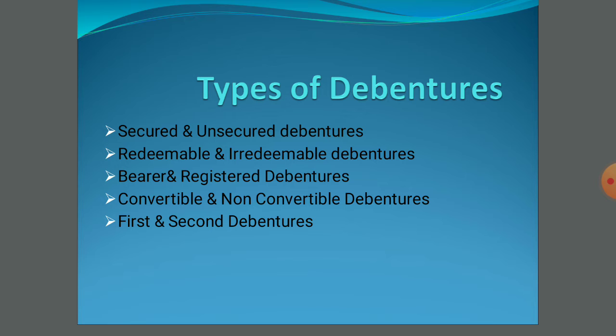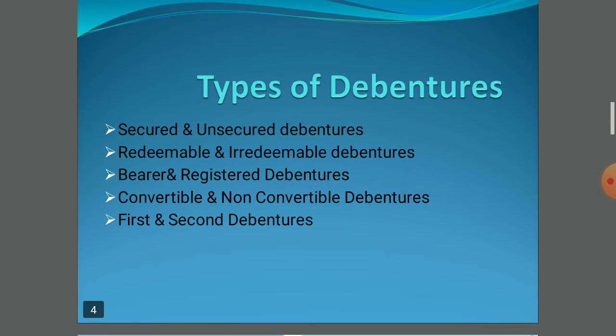But in the case of unsecured debentures, you need not provide any kind of security to debenture holders. The second type is redeemable and irredeemable debentures.